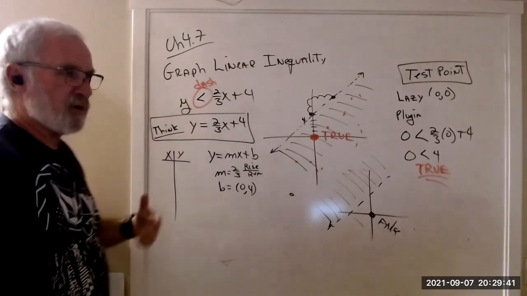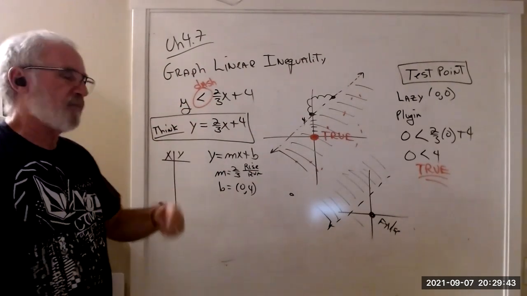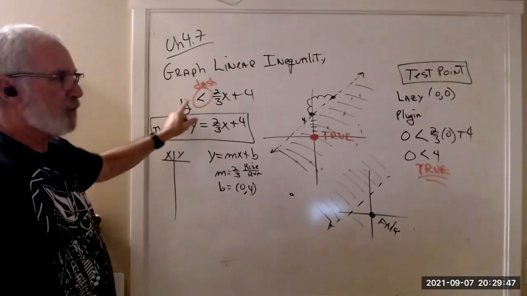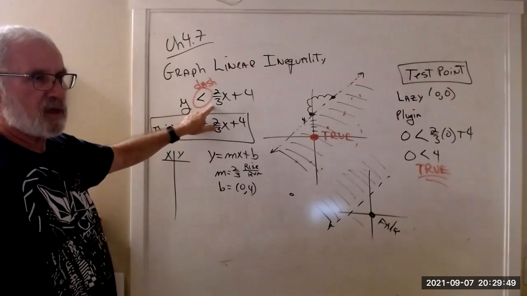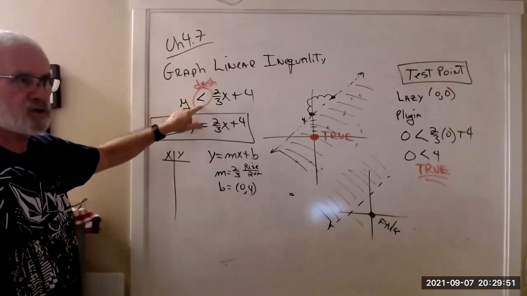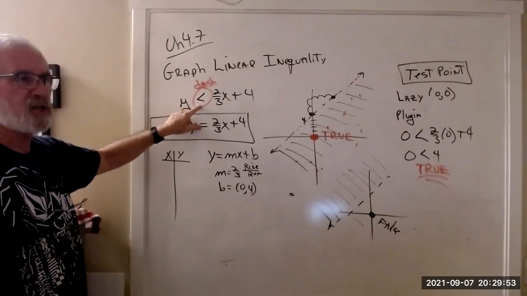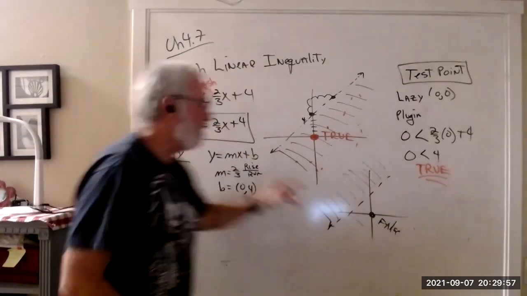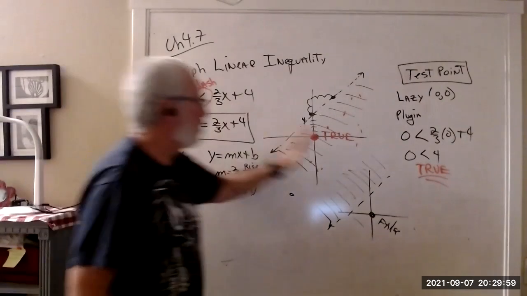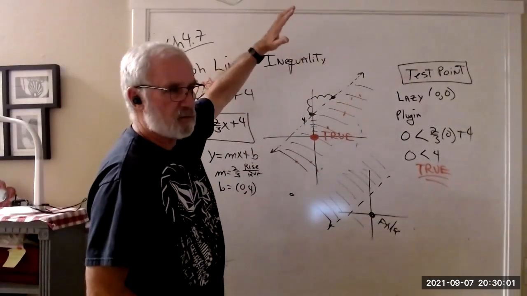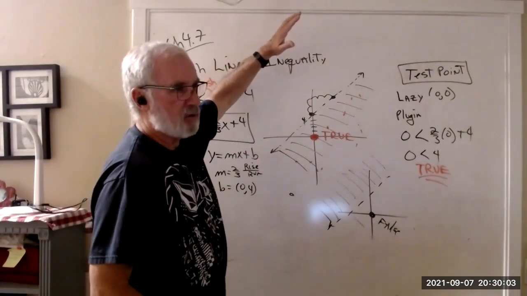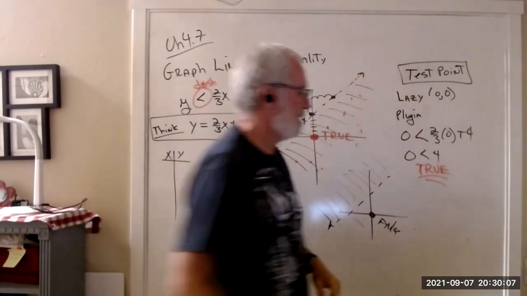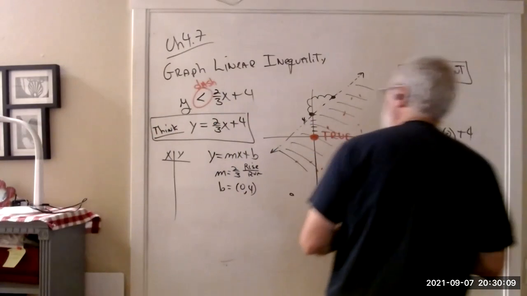Now you have to figure out, where do I shade? If your original problem was less than, in slope intercept form, then the original symbol, the less than, is telling you where to shade. Less than means below. If that had been a greater than, it means above. It's that simple. If you're not sure, we pick a test point. So let's do one more problem.